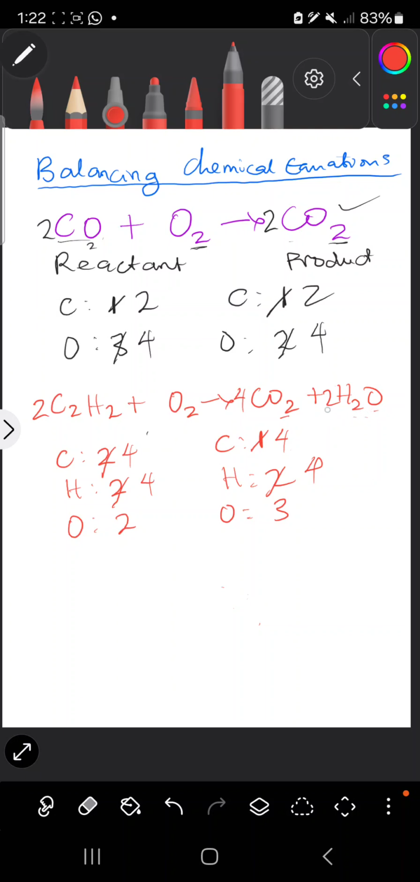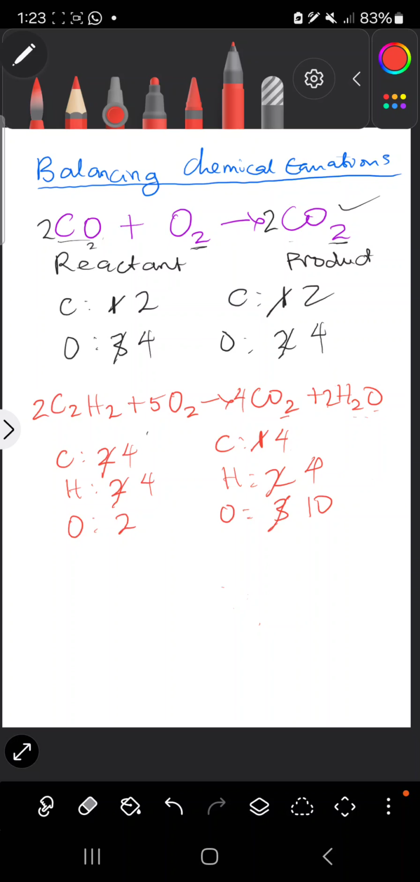Here, how many oxygen can you see? 2 times 1. We have 2 oxygen here. How many can you see here? 4 times 2, which is now 8. So 8 plus 2 is 10. Our oxygen is now 10 on the product side. But on the reactant side, it is still 2. So we need to do something. How can I change this 2 to 10? If I introduce a coefficient of 5 here, I think it will balance up the equation.